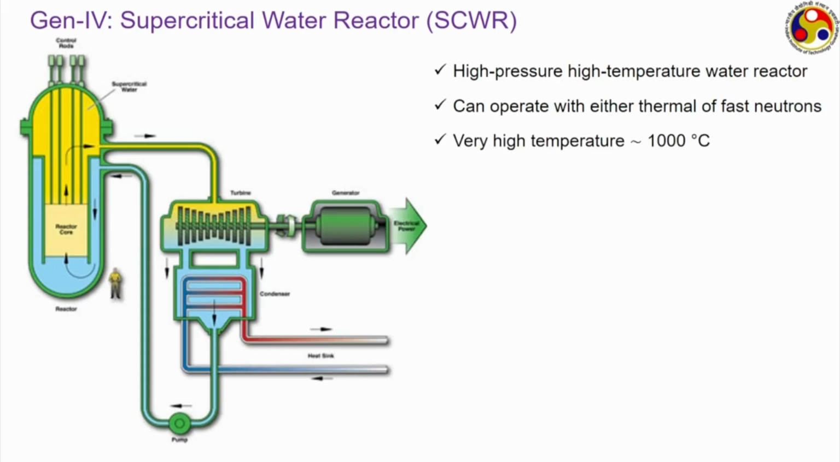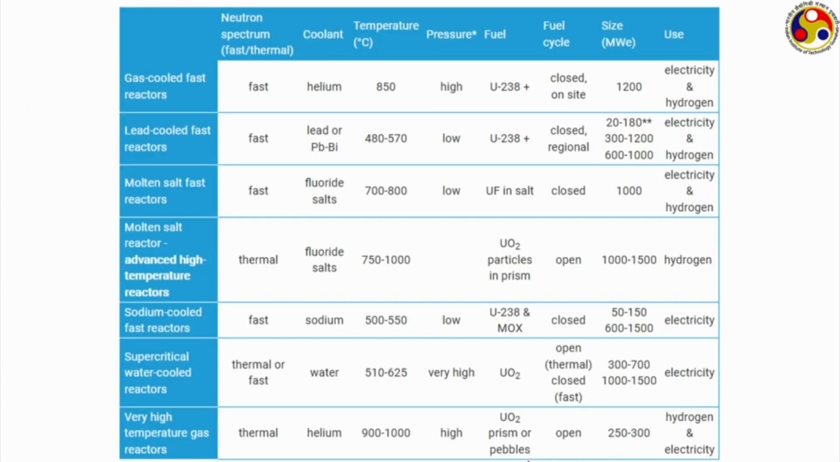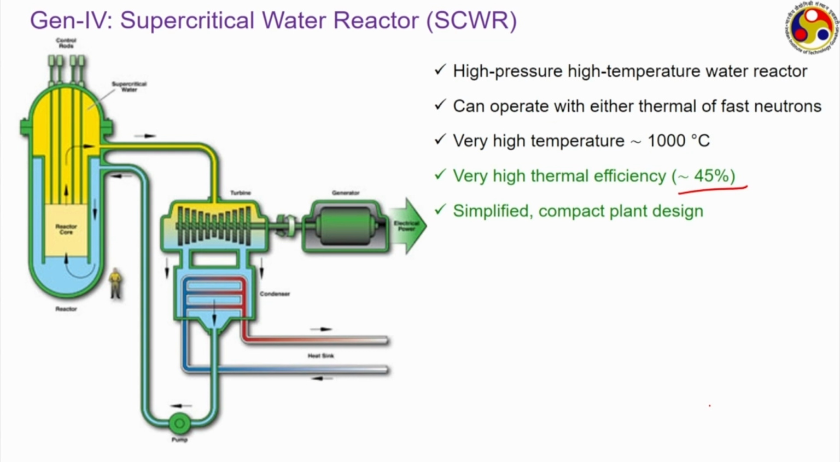So, it is a once through cycle, we can achieve very high temperature of the range of 1000 degree Celsius and can use thermal or fast neutrons, and thermal efficiency is the highest among all the 4 concepts in the range of 45%. It is a simplified compact plant design, because as it is supercritical water, compared to other water reactors, we do not need a separate steam generators or steam separating drums, etc.